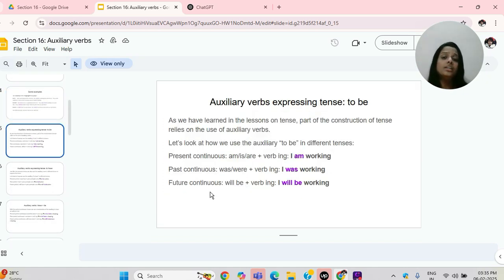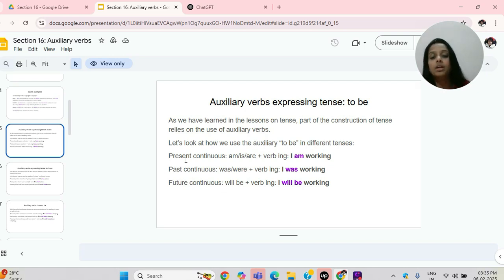And we learned in the lesson on tense, right? When we have learned about the past, future, and present tense, part of the construction of the tense usually relies on the use of auxiliary verbs. But now let's look at how we use the auxiliary to be in different tenses. The same auxiliary verbs when it comes to different tenses, how does it get changed?